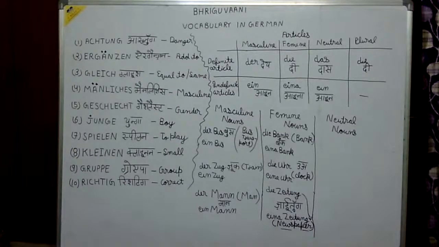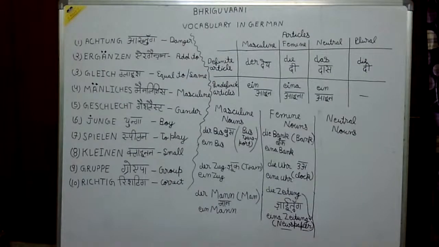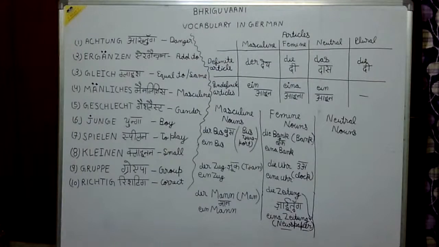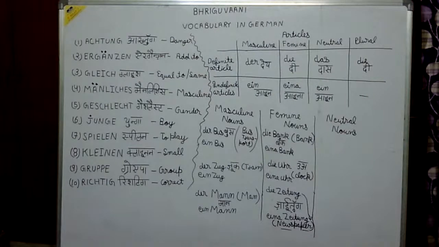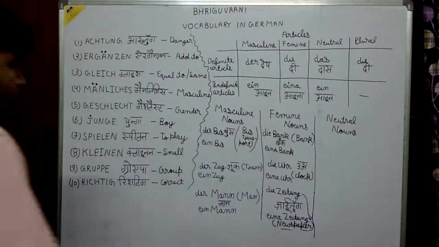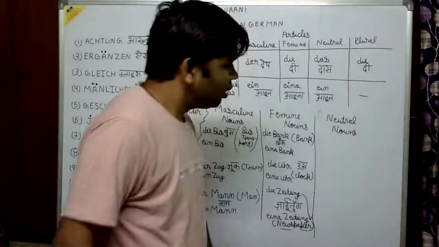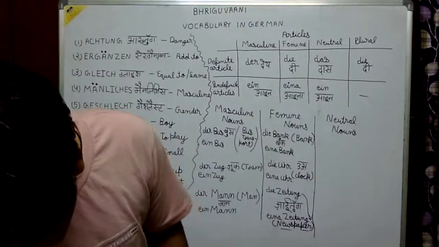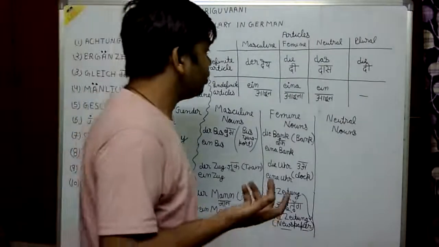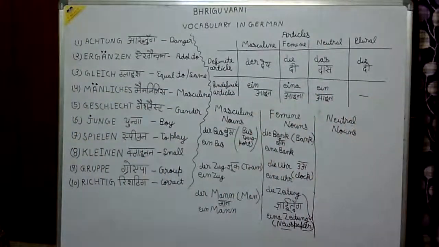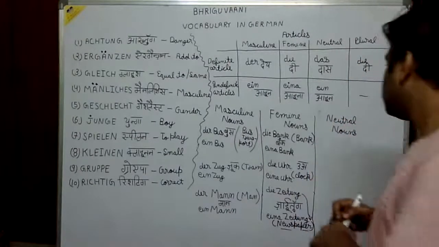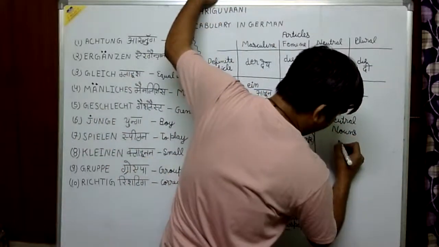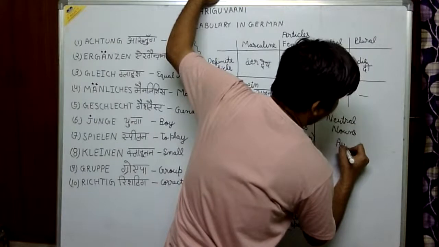Eine Zeitung. And again, we have some words for neuter nouns. For neuter nouns, we have some words. Auto. See how it is written?